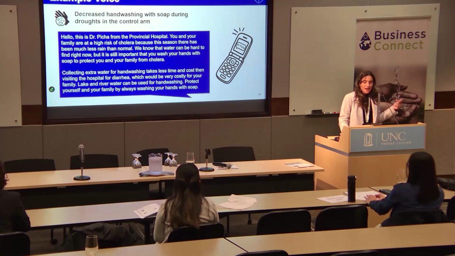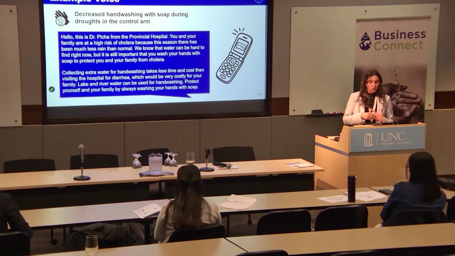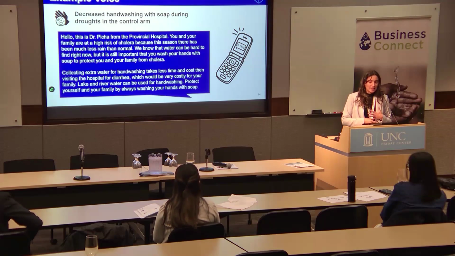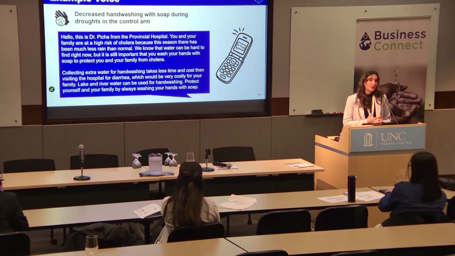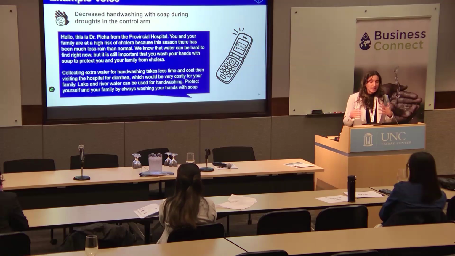And then our second message that we exampled of tailoring like this is a voice message. This is a call that participants would receive, to address our finding of the decreased hand washing with soap during droughts, specifically in the control arm. So even though we didn't see this in our intervention arm, we still thought it's important to maybe highlight this more to participants. So in this message, we address that it can be harder to find water for hand washing during dry periods. And then we remind participants that going to the healthcare facility with diarrhea is more costly, both with time and money, than collecting water for hand washing.